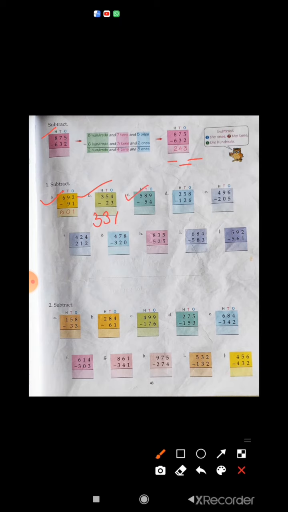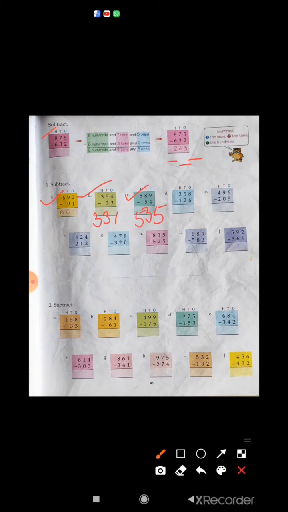C part, the question is 589 minus 54. First we will subtract the ones. 9 minus 4 is 5. Now subtract the tens. 8 minus 5 is 3. Now subtract the hundreds. 5 minus 0. Here nothing is given. You can write 5 here. The answer is 535. Next D part.